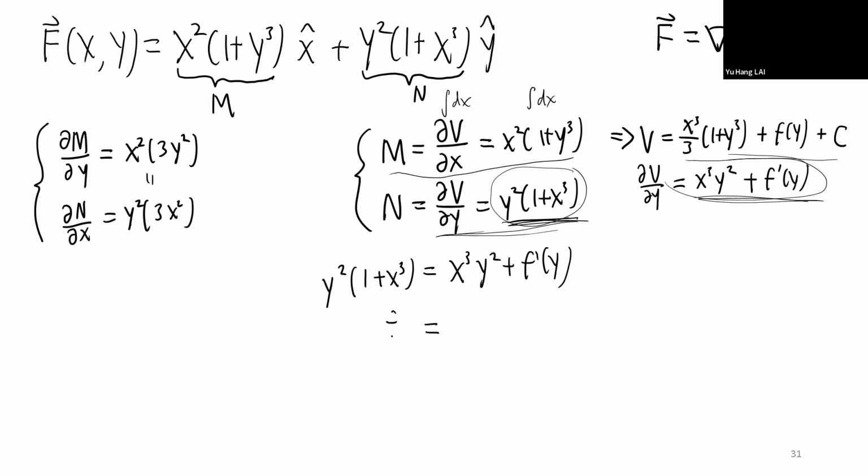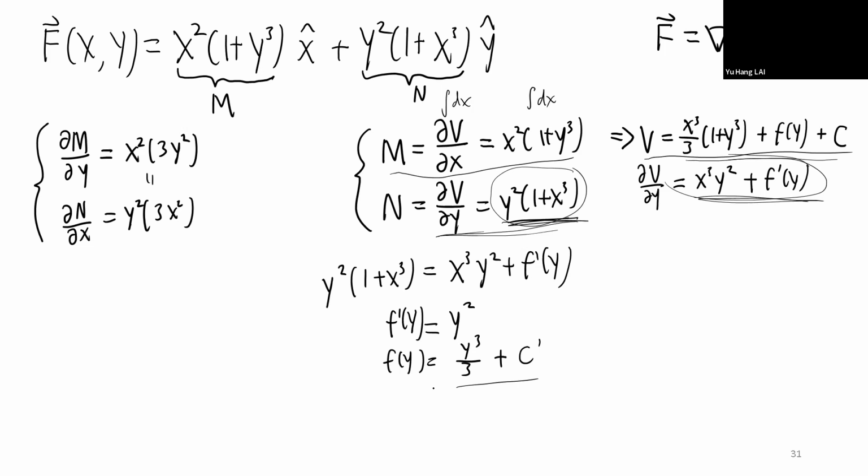So after we arrange terms, you'll see that f prime of y is just y squared. And again, if you integrate both sides, then you'll find that f of y is y cubed divided by 3 plus, again, some other constant. Let me call this c prime here. So now I figure out this f of y, and then I can go back to the original expression here.